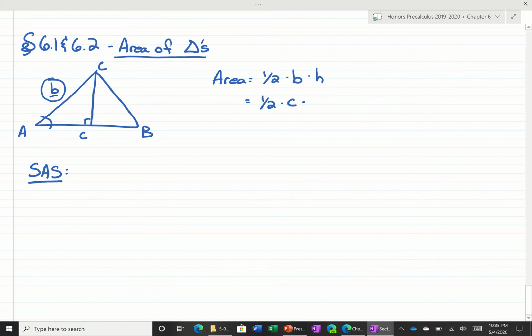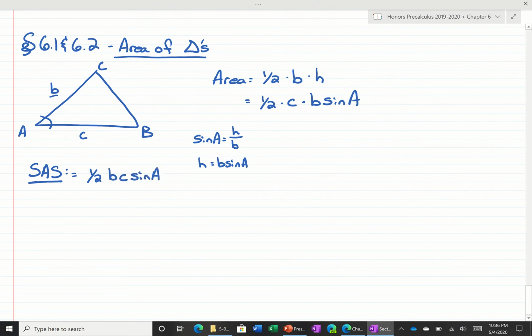All right. So in case you forget, let's put this as h. If we want to figure out what h is, we could do the sine of angle A is equal to the height, opposite side, over the hypotenuse. So the height would equal b times the sine of A. Okay, so for this triangle, the base is C and the height is b times the sine of A. For any kind of side angle side, one of the formulas we could use to find the area is 1/2 of b times c times the sine of A, if we just put things in alphabetical order.